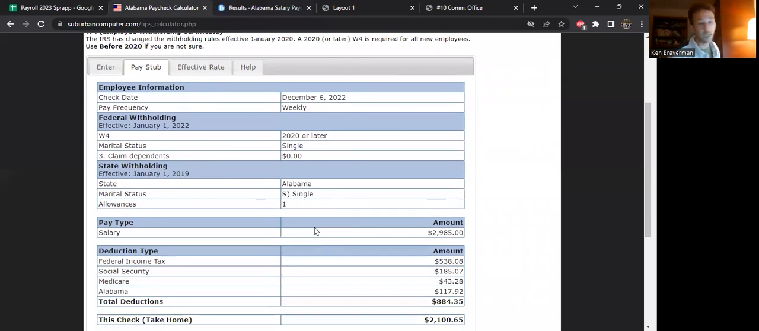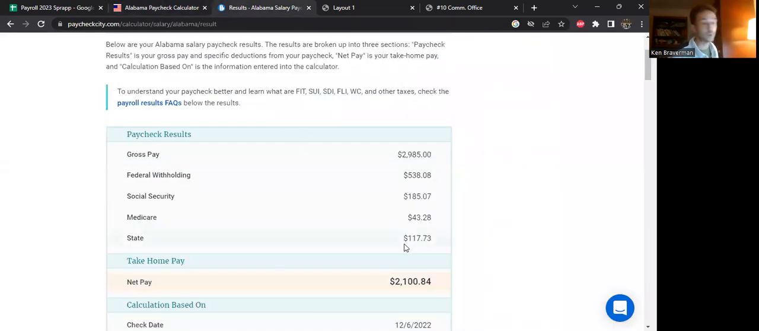I ran the same pay stub in both of the services and got a slightly different Alabama withholding by pennies. One was $117.92. The other was $117.73. And I was like, they don't match. Is somebody wrong? The answer is not always. It's actually that there's different ways of withholding sometimes, and these are very, very close.